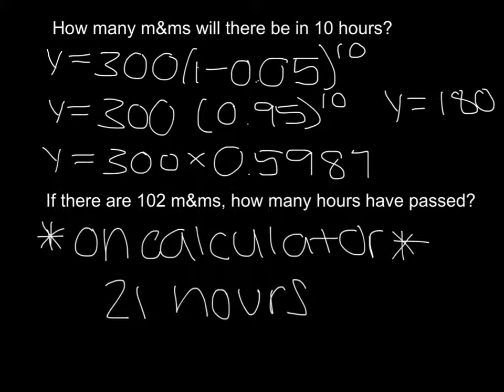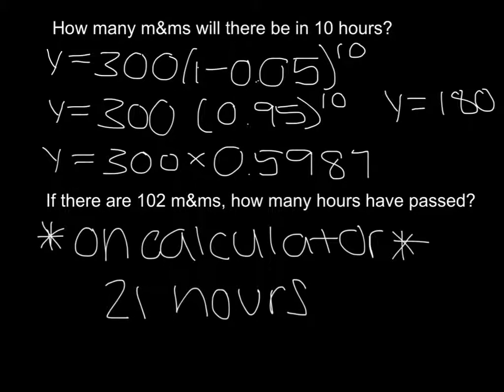The first prediction was how many M&Ms will there be in 10 hours? You use y equals 300 times 1 minus 0.05 to the x power, and you plug in 10 for x. And then y equals 300 times 0.95 to the 10th power. And after you multiply that all out, you get y equals 180.